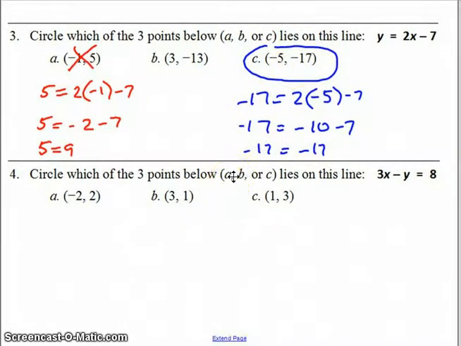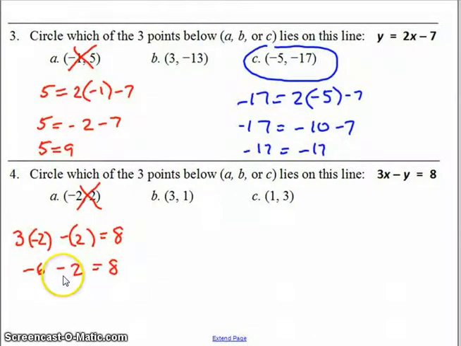Similar challenge with number 4, but in this case, the x and the y are on the same side as each other, but that's not a major problem. The most common mistaken choice I saw was with A. People thought it might be (-2, 2). Let's plug those in. 3 times -2, well, that's -6. And so I've got -6 minus 2. But -6 minus 2, those together make -8.